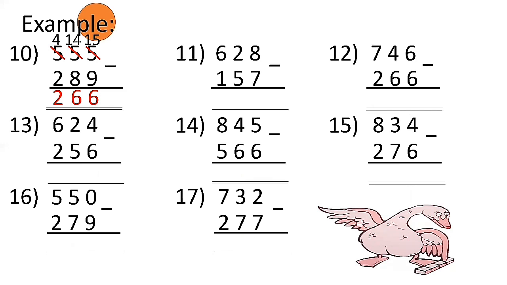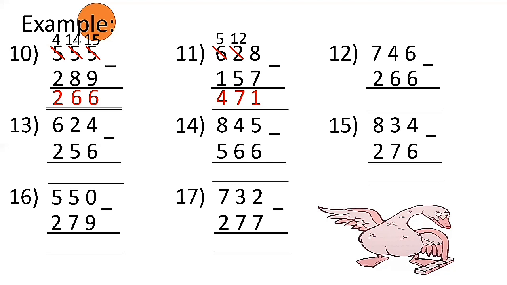Number 11, 628 minus 157. 8 minus 7, that's 1. 2 minus 5 cannot be. We need to borrow in hundreds place. Cancel 6 becomes 5. And 2 becomes 12, minus 5 is 7. And 5 minus 1, that's 4. So our answer here is 471.